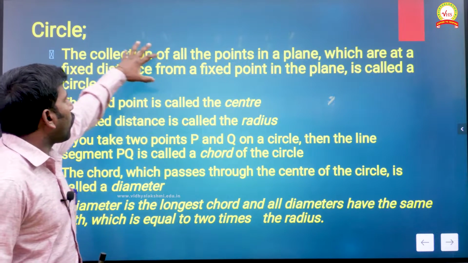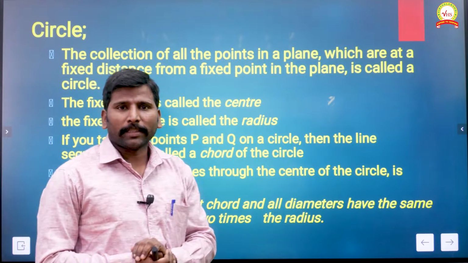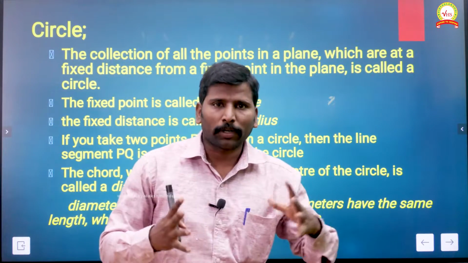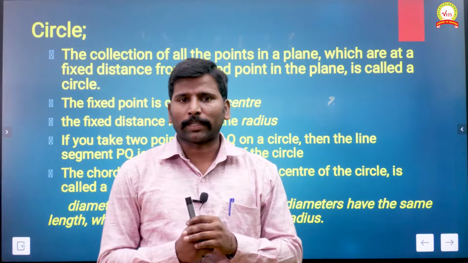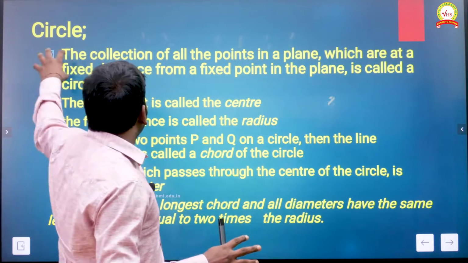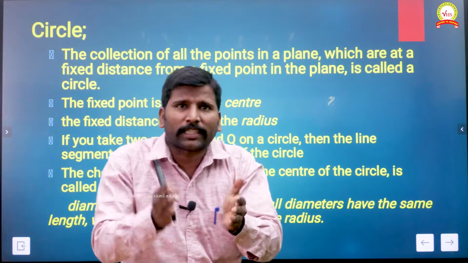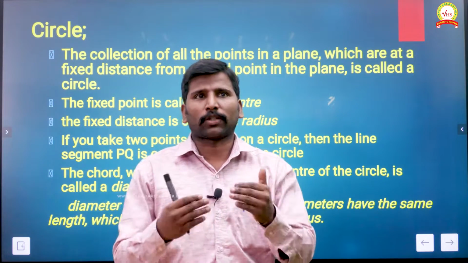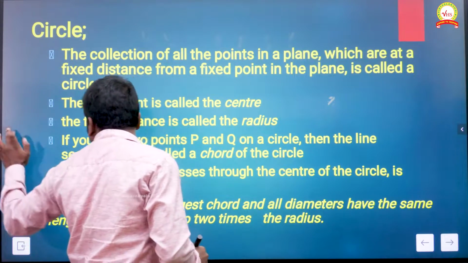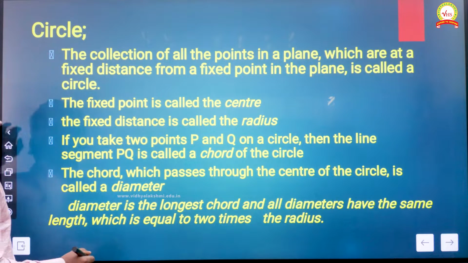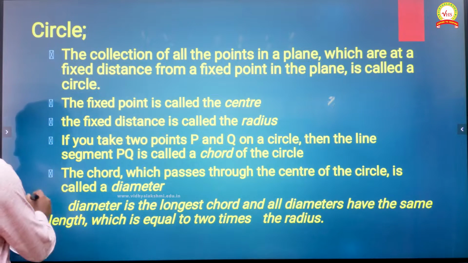The collection of all points in a plane. Plane in the sense of a rectangular board, a rectangular surface area, you can just consider. From that, if you are taking the collection of all points which are at a fixed distance from a fixed point, it is called a circle. For example, let me go through the diagram.